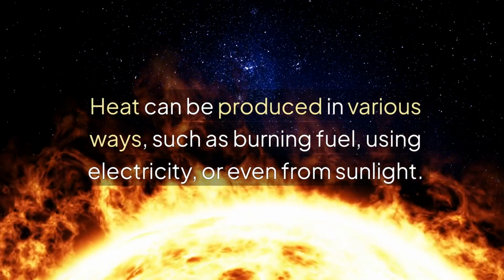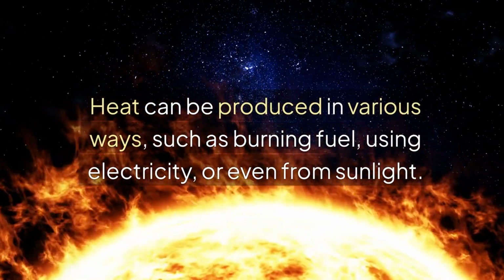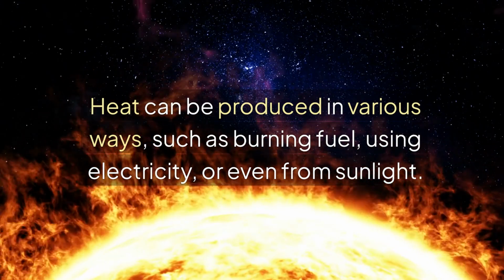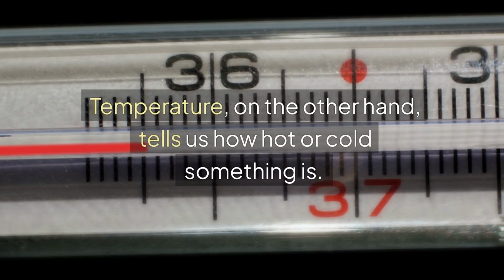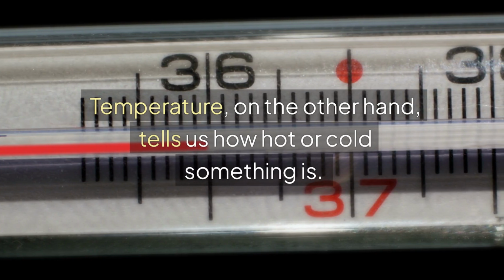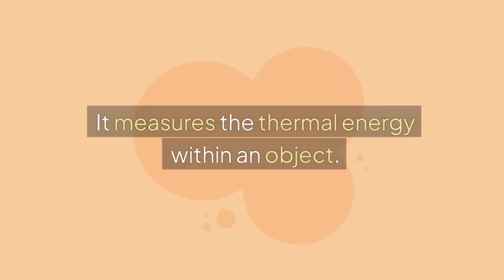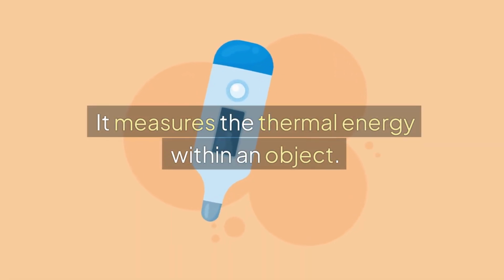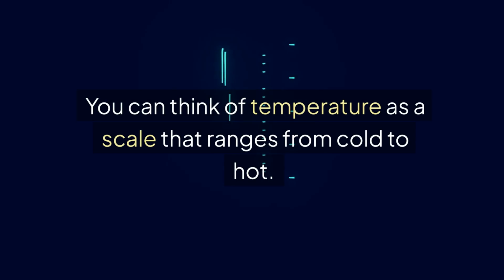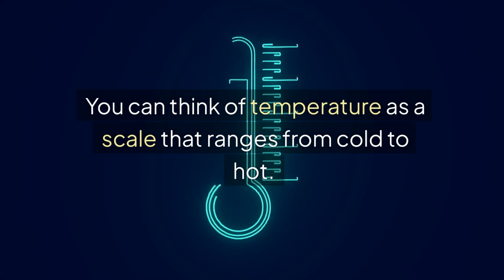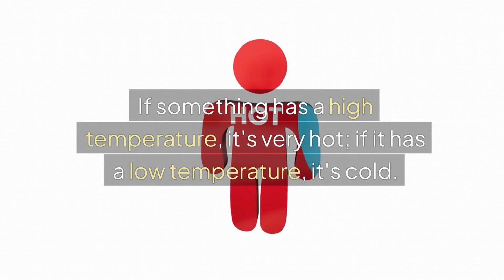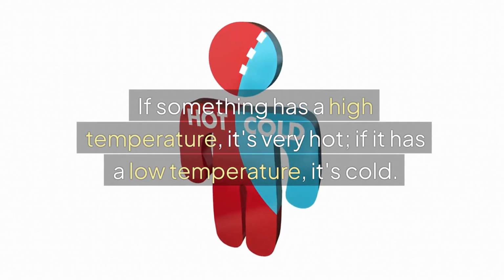Heat can be produced in various ways, such as burning fuel, using electricity, or even from sunlight. Temperature, on the other hand, tells us how hot or cold something is. It measures the thermal energy within an object. You can think of temperature as a scale that ranges from cold to hot. If something has a high temperature, it's very hot. If it has a low temperature, it's cold.